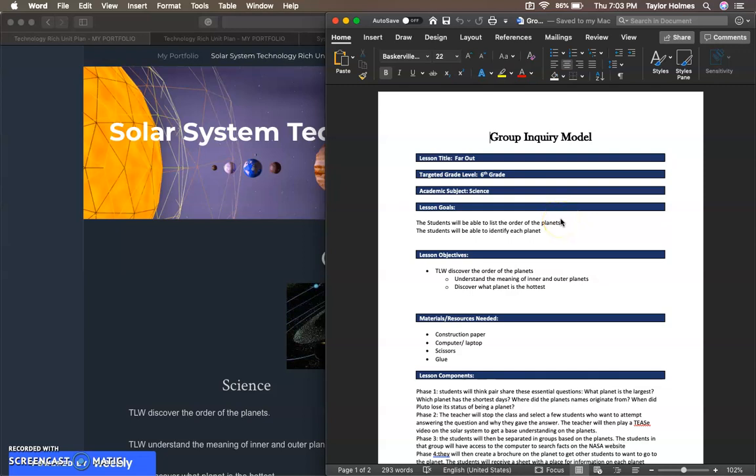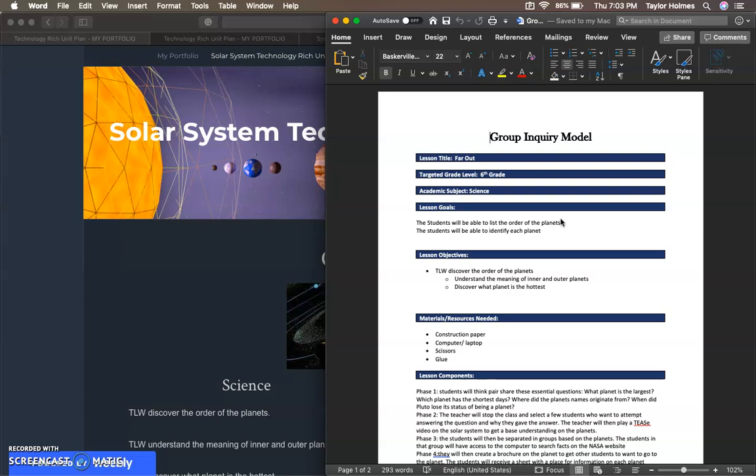All right, so today we will be using the group inquiry model to go over this lesson. This lesson title is called Far Out because we will be going over the solar system and all of its inner workings. Our lesson goals would be the students will be able to list the order of the planets. The students will be able to identify each planet.